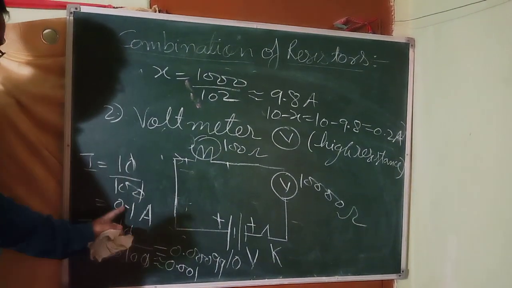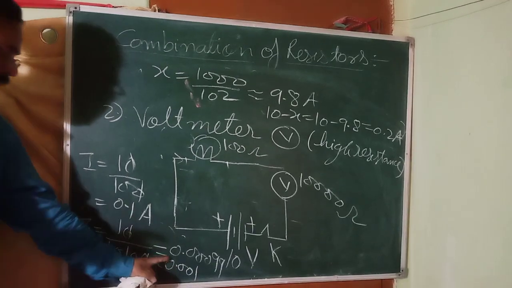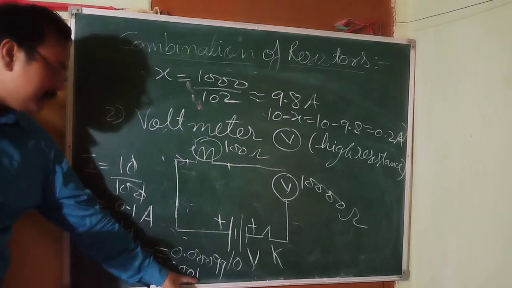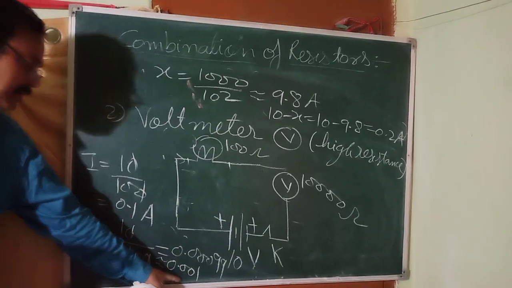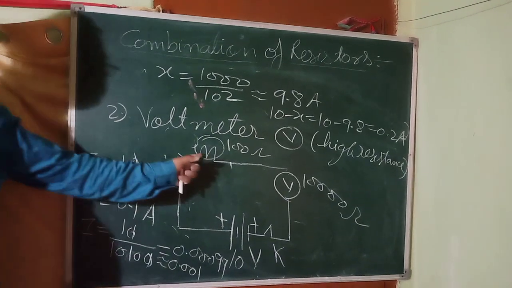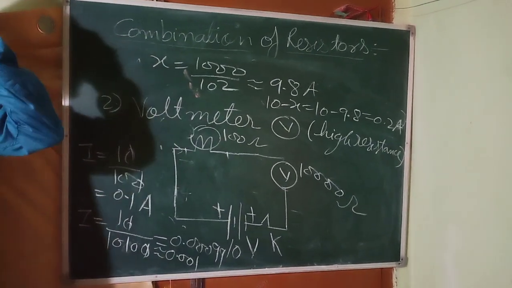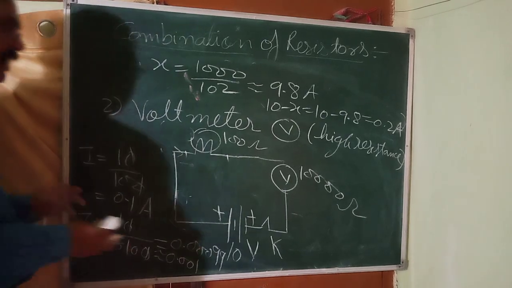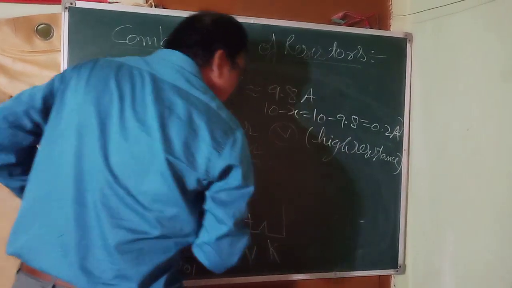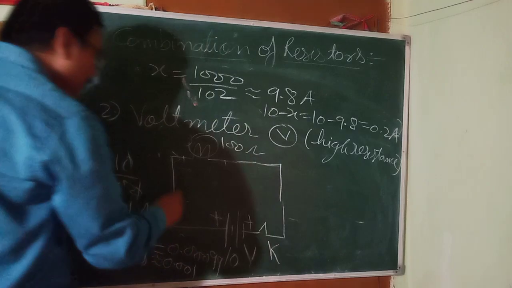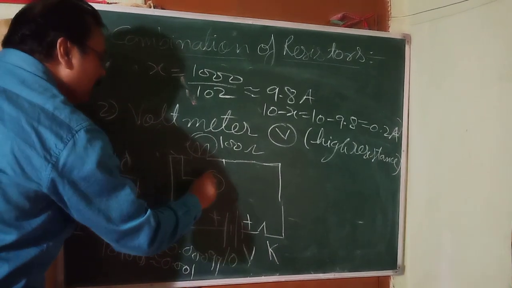And see, how many times less than this? The decimal place is here 3 places, here 1 place. That means this is 100 times less. That means the current passing through this circuit is 100 times less. So the bulb will not glow, and that's why we cannot connect this voltmeter in series. So how can we connect this? We can connect it in parallel.